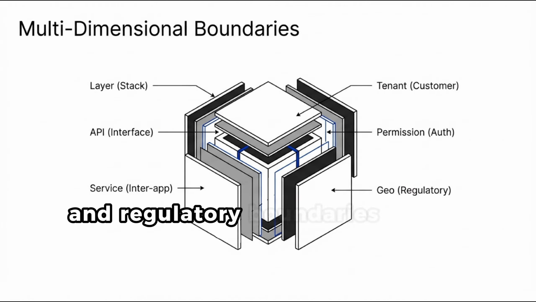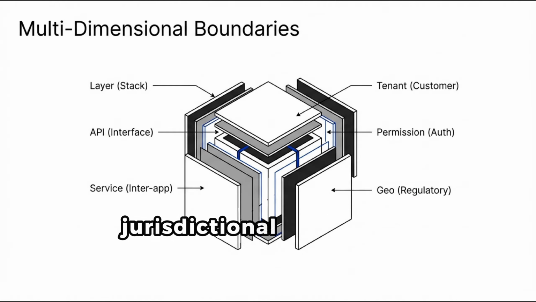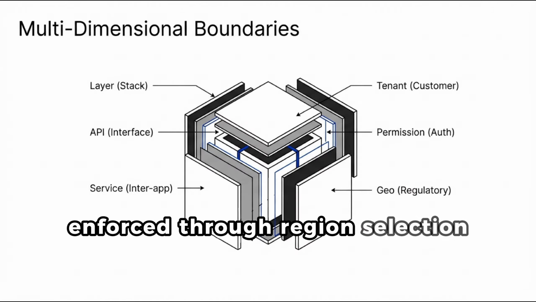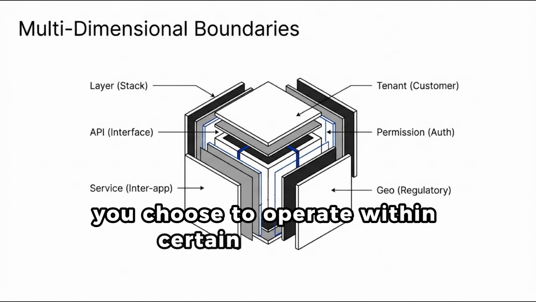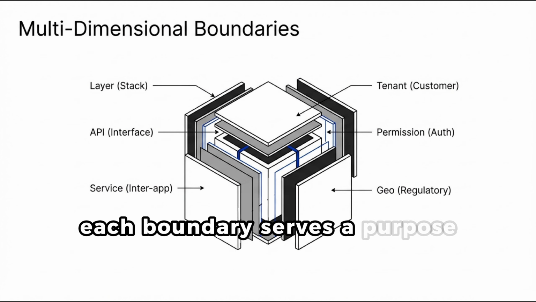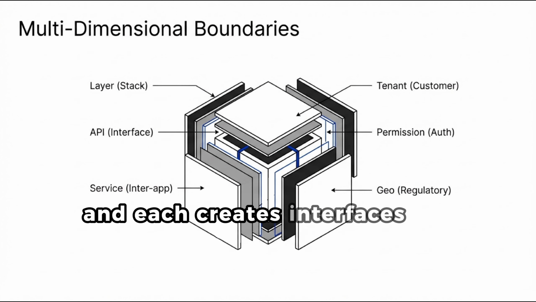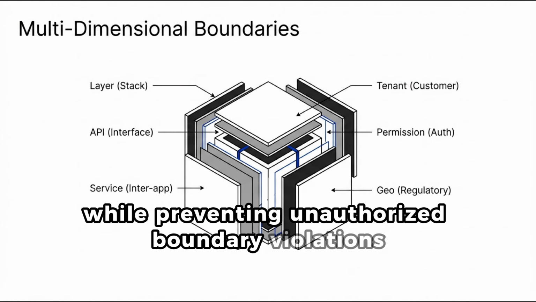Geographic and regulatory boundaries define where data can reside and be processed. Jurisdictional boundaries are enforced through region selection and compliance controls. You choose to operate within certain boundaries to meet regulatory requirements. Each boundary serves a purpose, and each creates interfaces for legitimate crossing while preventing unauthorized boundary violations.